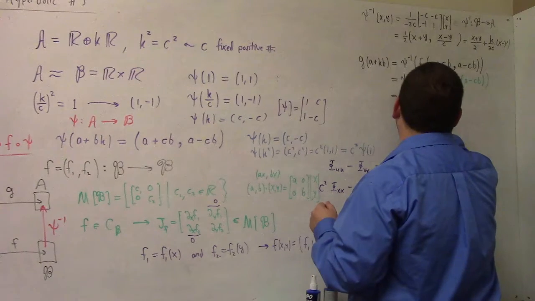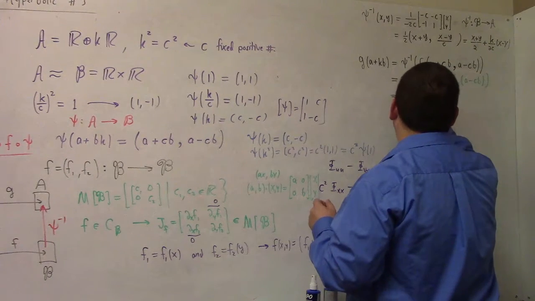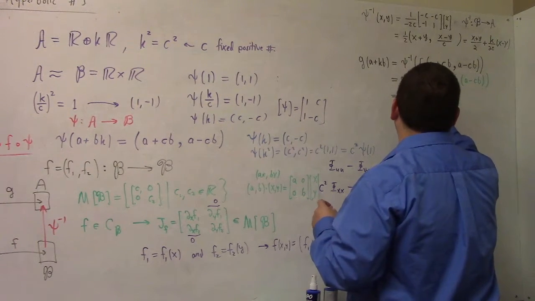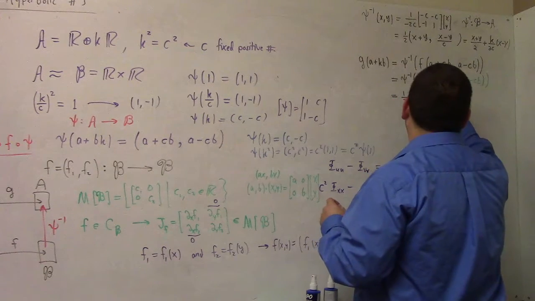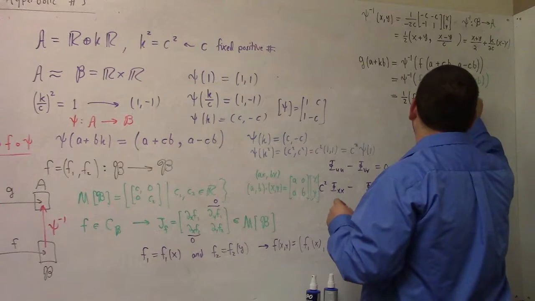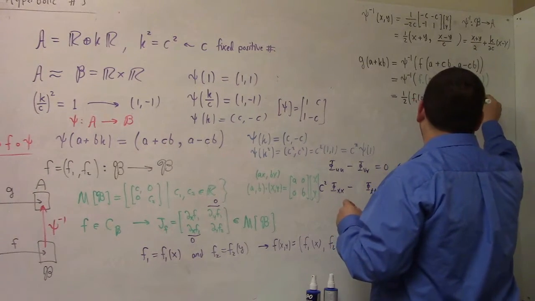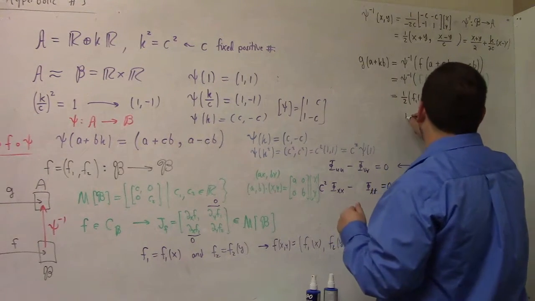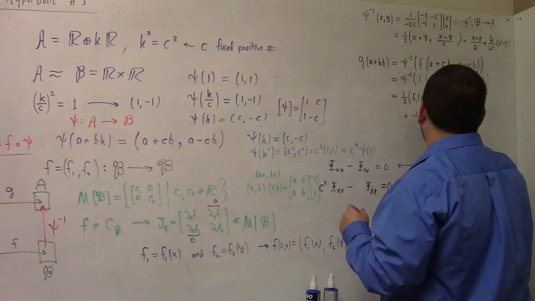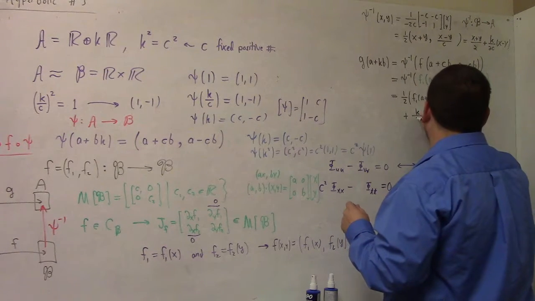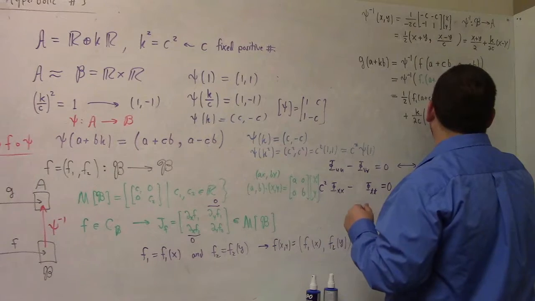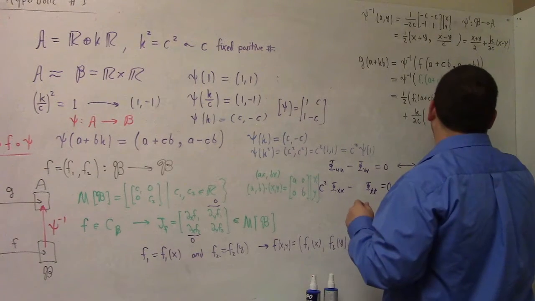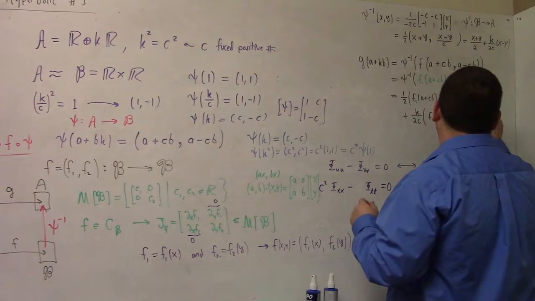We get 1/2 of, I'm going to write this in 2 lines, f1 of a plus cb plus f2 of a minus cb, plus 1 over, rather k, over 2c, parentheses, f1 of a plus cb minus f2 of a minus cb.